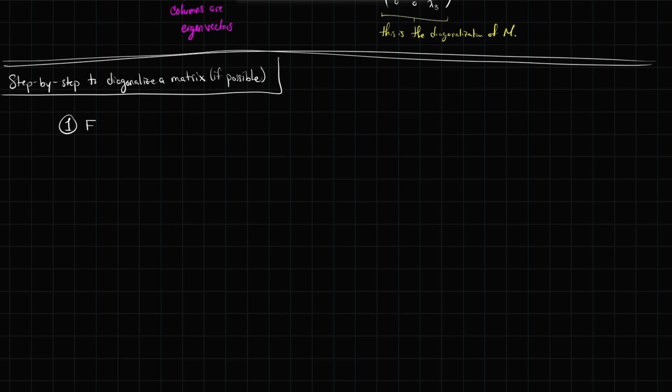Step 1, find all eigenvalue, eigenvector pairs, and let's just write them as lambda i, x vector i. Because let's think about these as a set where i goes from 1 to n, let's say, the size of the matrix.